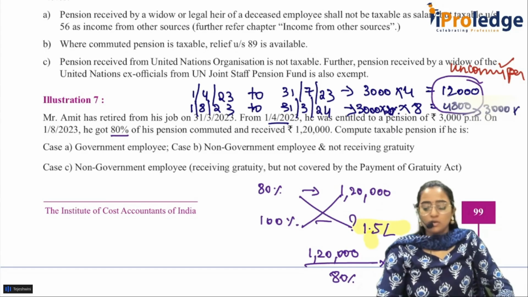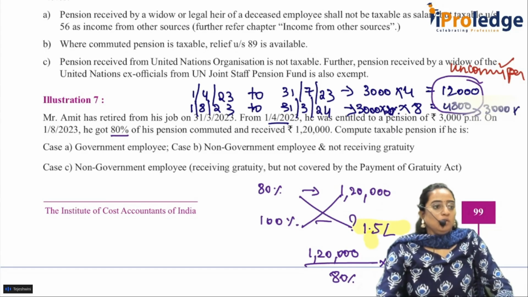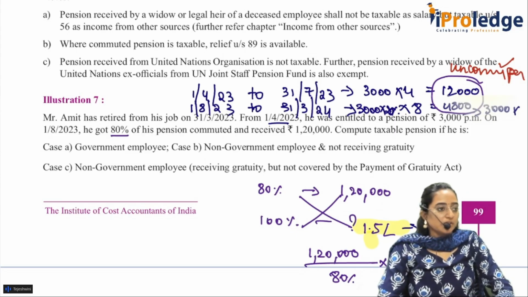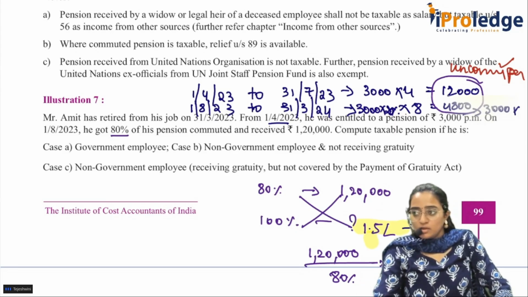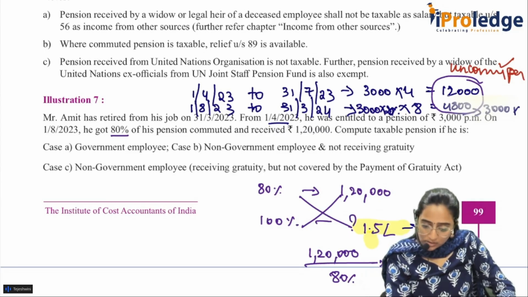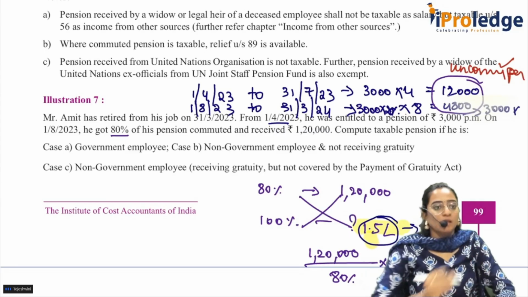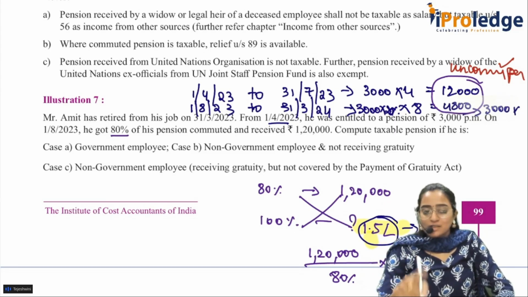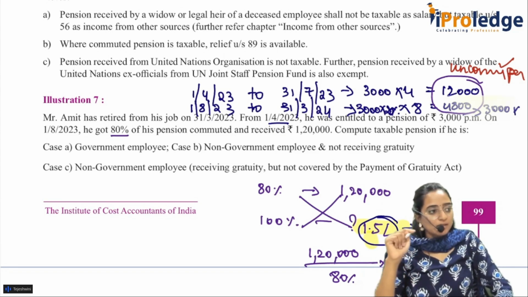1,50,000 would be considered as your total pension. When you're doing the question, along with the process, you should know what you're doing. Without knowing what you're doing, it will be meaningless. So what is this amount, people? This amount is total pension. This total pension, whatever you are considering now, you will consider this for the purpose of calculation.